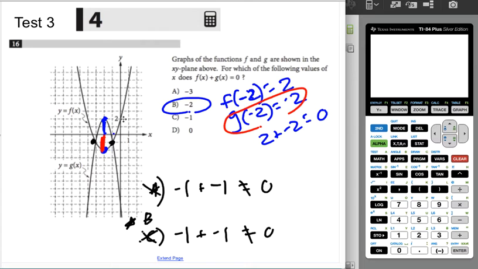And the last one was at 0, right? Well, at 0, this is a 2, and this is much more negative than a 2. 2, 4, 6, 8, 9. So for D, it would be 2 plus a -9, which would be -7, which is, again, not 0, right? So it's not D. So it's got to be B, and that's it.